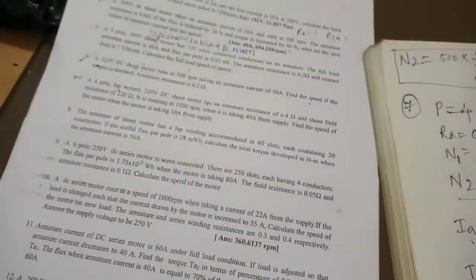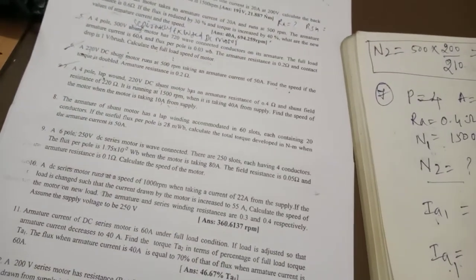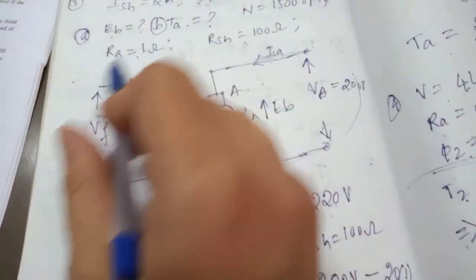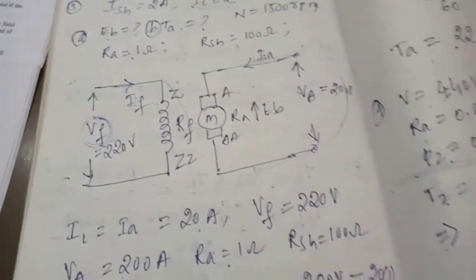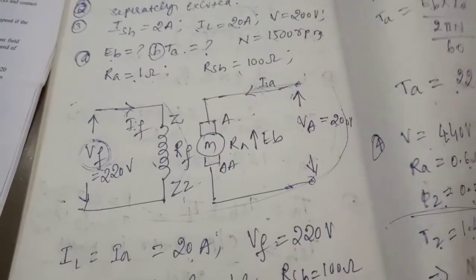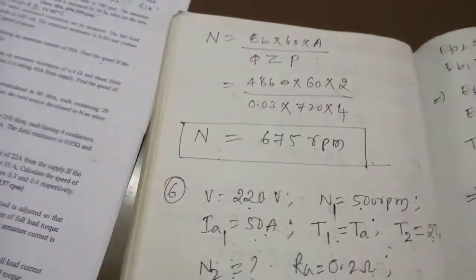Whatever I am telling for shunt motor problems, you try to solve the same thing. Try to analyze the same for the separately excited DC motor also, by drawing this figure and the relevant equations. So this completes problem number 7.